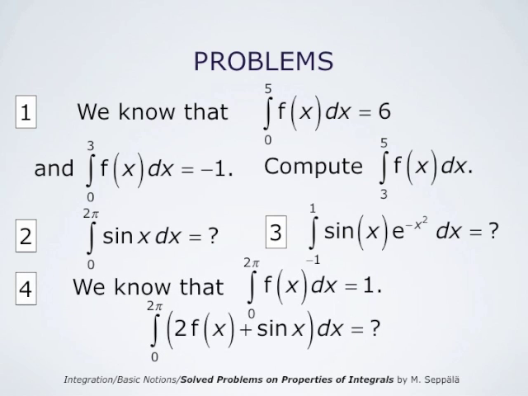And in the fourth problem, we are told that the integral from 0 to 2 pi of f of x dx equals 1, and our task is to compute the integral from 0 to 2 pi of 2 times f of x plus sine of x dx.